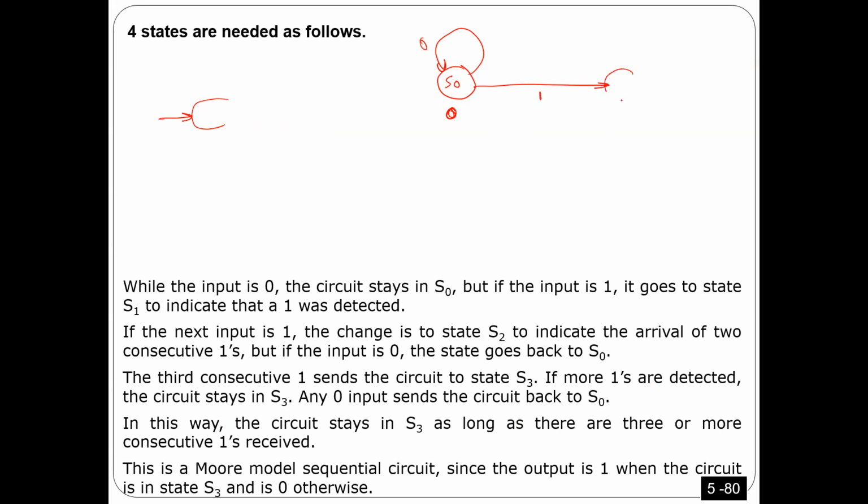Here is state 1. State 1 means I have 1 in hand. I'm looking for at least 3, remember, but I have 1 in hand. Now let's look at the easy, straightforward case first. What happens if the next input is 1? Here I have 1 in hand, so I'm gonna go to state 2. State 2 means I have two ones. The last 2 were ones.